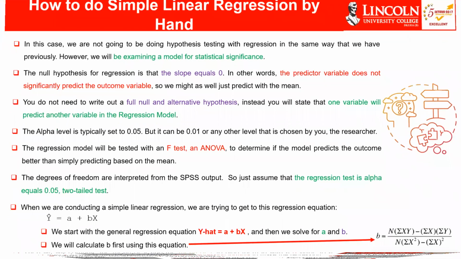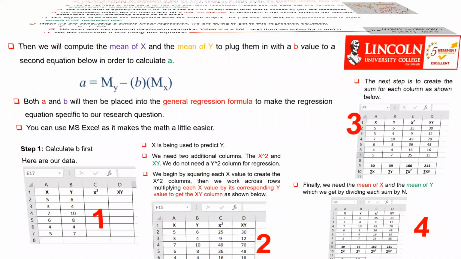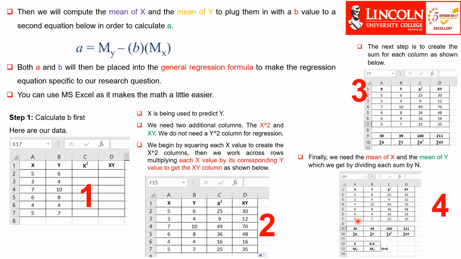Now, let's look at this. Then we will compute the mean of x and the mean of y to plug them in with the b value to the second equation below, which is this equation. So this one, the mean of y and the mean of x, and the b that we have computed earlier will give us our a.